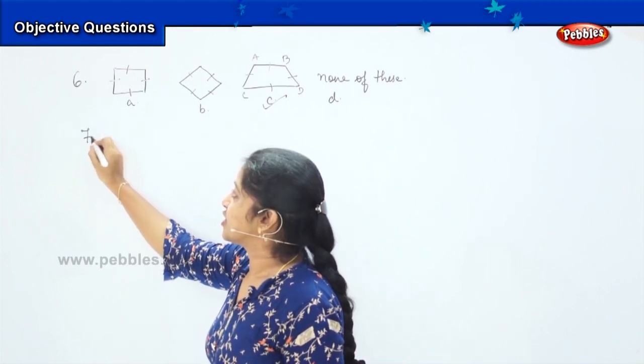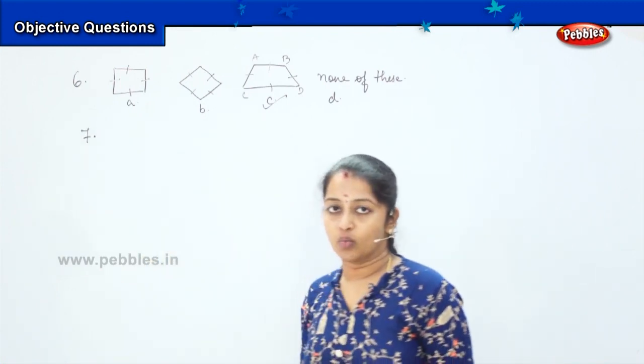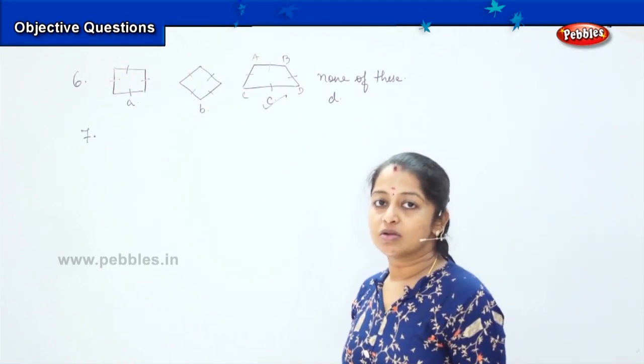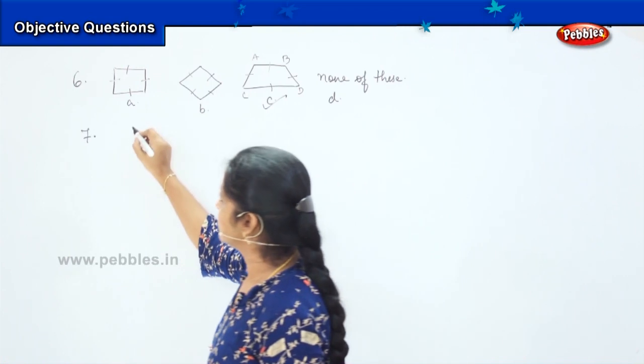Here comes your next question. Now, you have to tell me which among the following is not a circle. Okay?